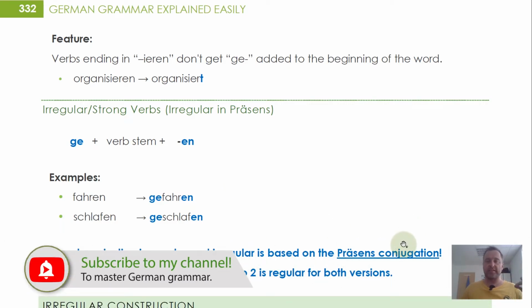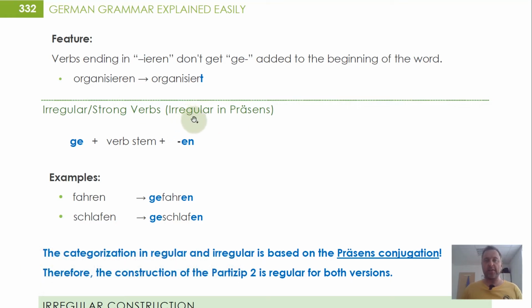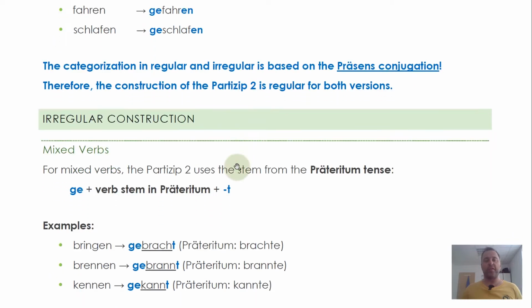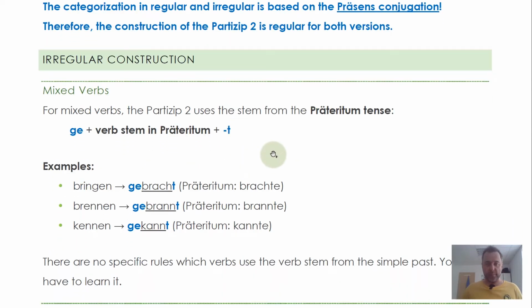And again, just to stress it one more time, I'm talking about regular and irregular present tense conjugation. And regular in present tense means T ending. Irregular or strong verb in present tense means EN ending. So now let's continue to the irregular construction of the past participle.